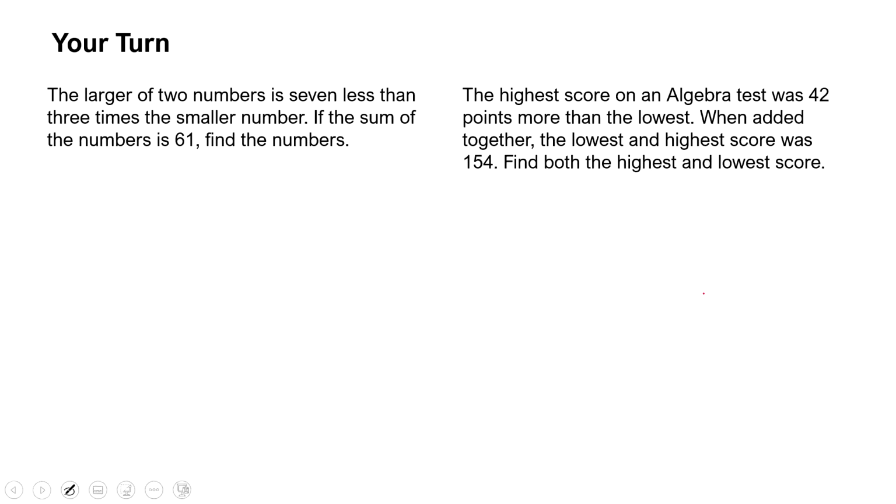Okay, so here are the 2 of them. Take a few minutes, go through them, try to figure out what your let statements are, try to figure out what your equations are going to be, solve for the numbers, enter the answers that you have in sentence form. So the 2 numbers are, the highest and lowest scores are, and go on to the next problems, okay? Again, come back and check your work when you finish.